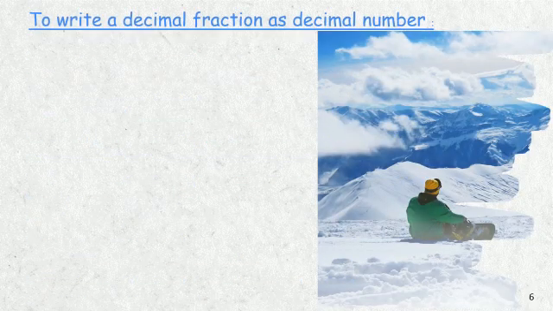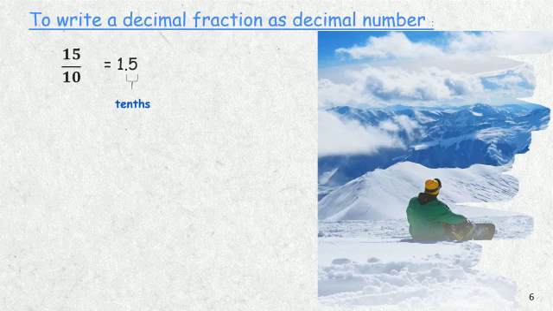To write a decimal fraction as a decimal number, we have 15 over 10. Our denominator is as power of 10, so 15 over 10 is a decimal fraction. So we can write the decimal fraction as a decimal number. We have in the denominator 10, then we have tenths. Why? Because we have 1 0, so we have one digit after the point, which is the tenths. Since we have 1 0, we have one number after the point. So in our decimal part, we have just tenths.